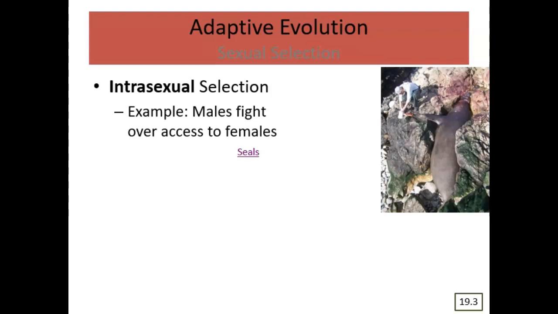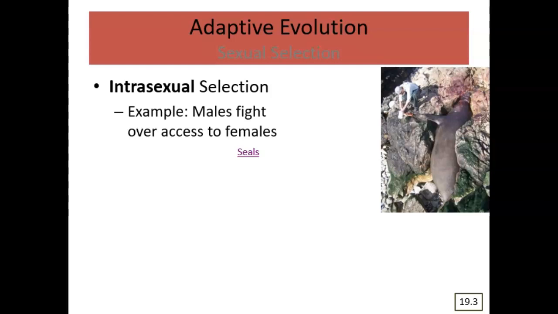I was able to study elephant seals on some islands off the coast of California, the Farallon Islands. And one of the things that we would see regularly is the males fighting with each other to try to gain access to those groups of females. In the picture here, this is kind of a crazy picture.